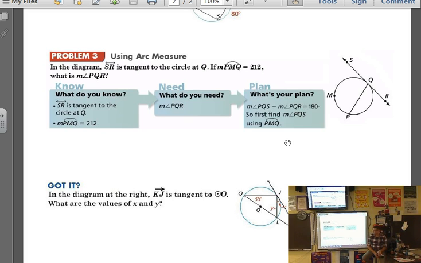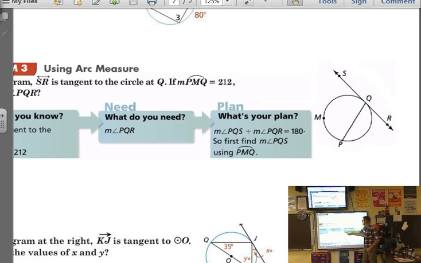In the diagram, SR is a tangent. If PMQ is 212, what is PQR? So let's label what we have. PMQ is 212. I'm going to zoom back in. PMQ, this arc, I'm going to color code, is 212. What is PQR?